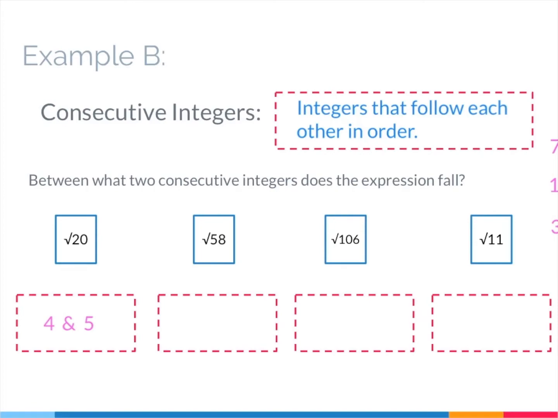I don't have to use a calculator to do that. I can type that in and get a decimal. That will work. That is a way to do the problem. However, it's a lot easier to just think about which perfect squares it is between.